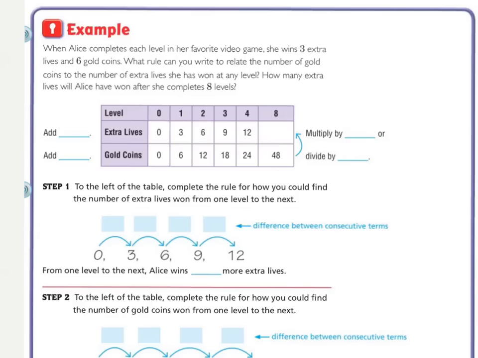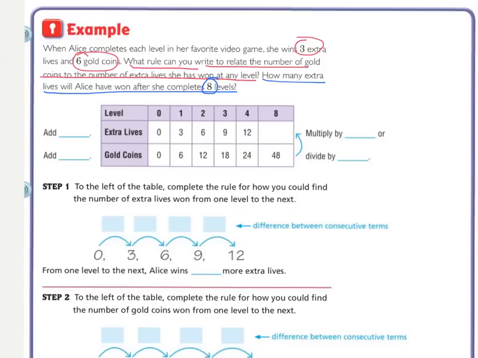Example. When Alice completes each level in her favorite video game, she wins 3 extra lives and 6 gold coins. What rule can you write to relate the number of gold coins to the number of extra lives she has won at any level? How many extra lives will Alice have won after she completes 8 levels? Underline what you're being asked to find. This one has 2, and then circle the important information.